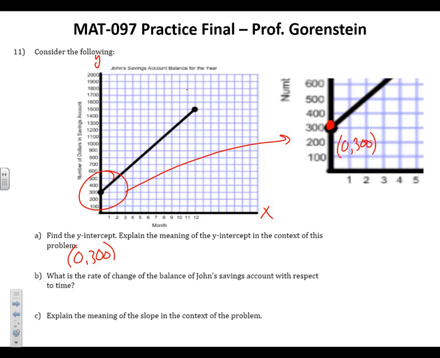What's the meaning of the y-intercept in the context of this problem? Well, if the horizontal axis is time, when time is 0, that means 0 time has passed. So it's like January 1st. No time has passed. He's starting the year with $300 in the account. This graph is representing his balance for the year. So at the beginning of the year, his balance is $300.